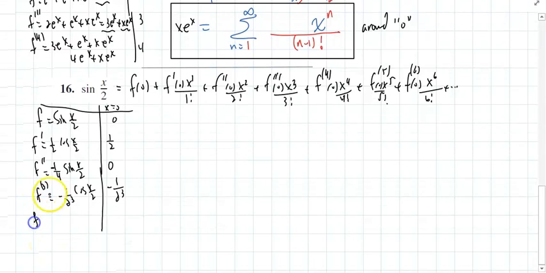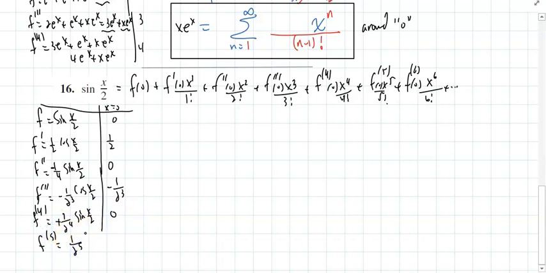If I take the fourth derivative, I'll get positive 1 over 2 to the fourth sine of x over 2. When I plug in 0, I'll get 0. And the fifth derivative will be 1 over 2 to the fifth times the cosine of x over 2. And that would be a 1 over 2 to the fifth.